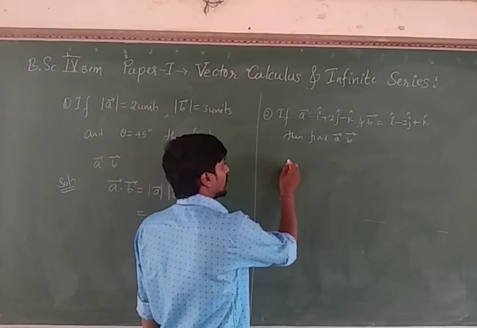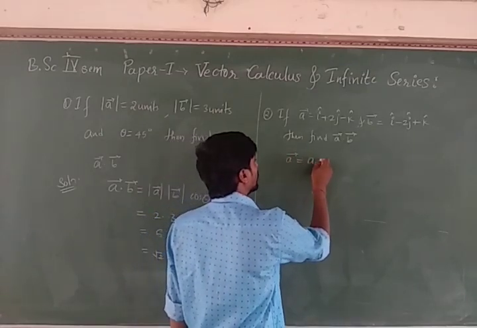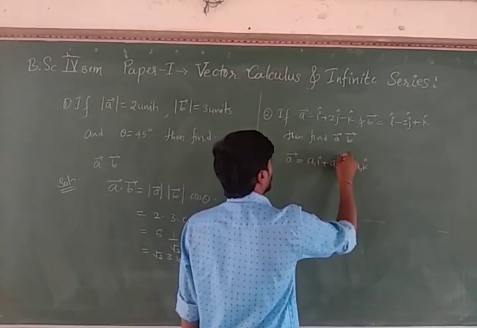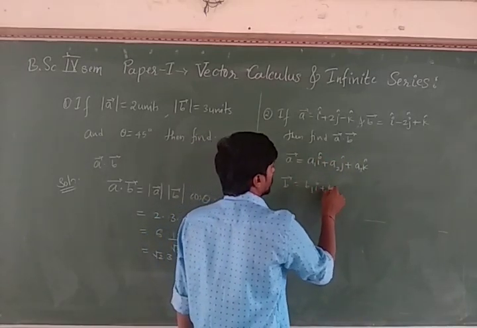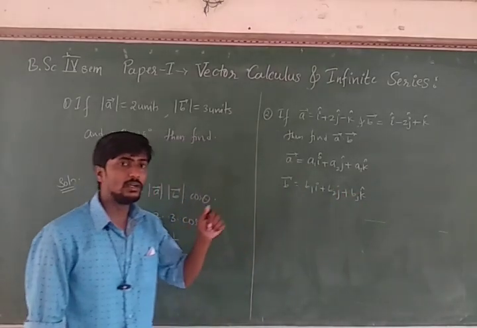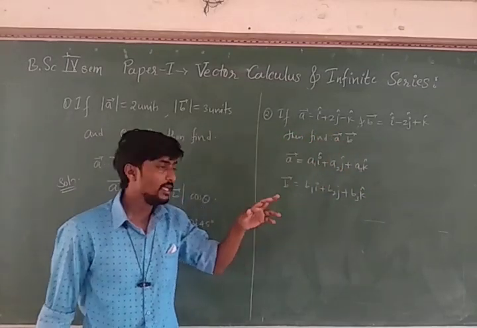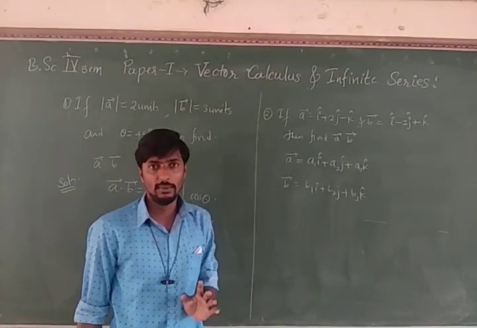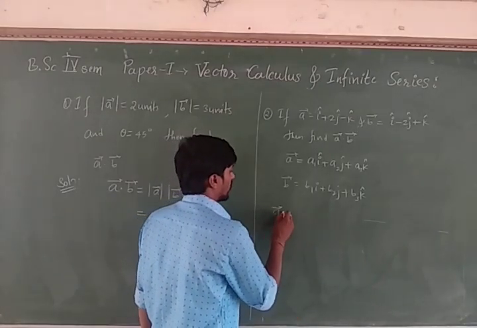So let's understand vector A. Vector A is given in the format A1i plus A2j plus A3k, and vector B is given as B1i plus B2j plus B3k. Here I am discussing the general method to solve such examples. I have taken two vectors, and we need to find the value of vector A dot vector B.